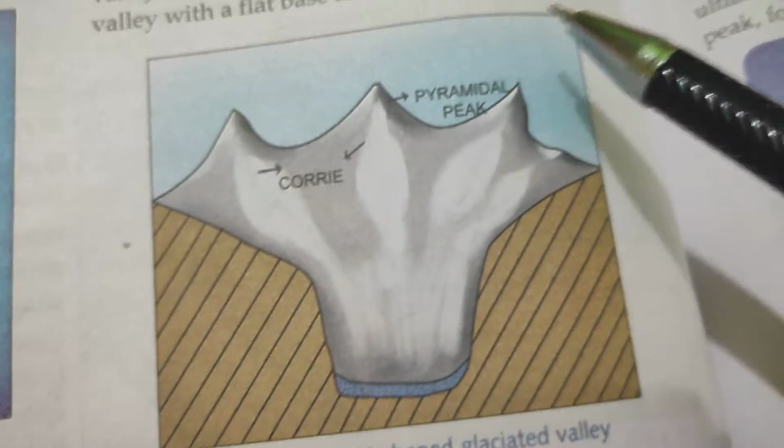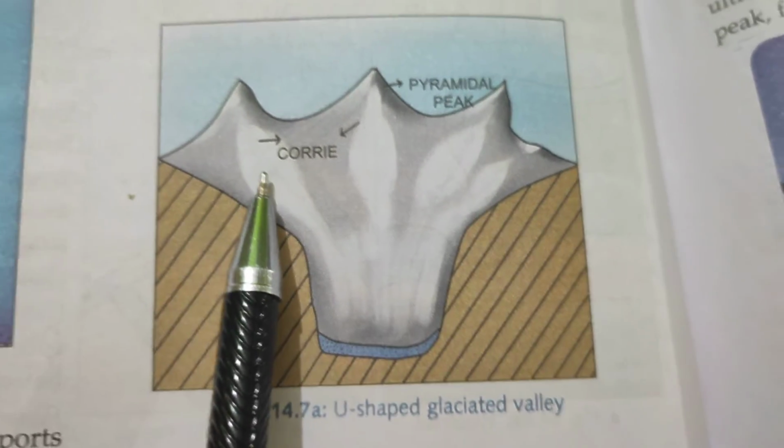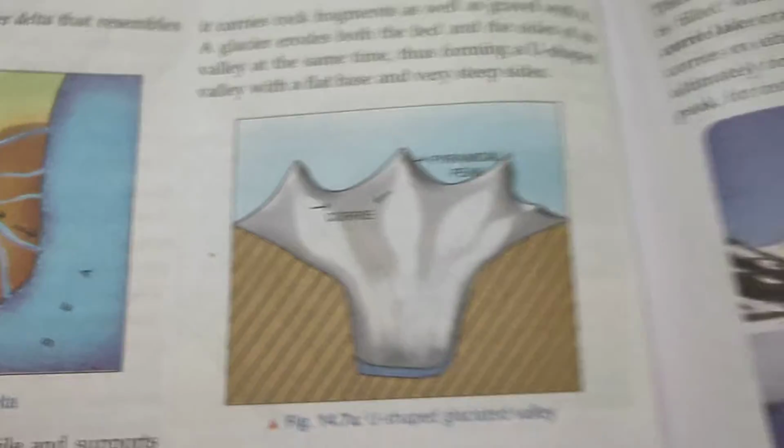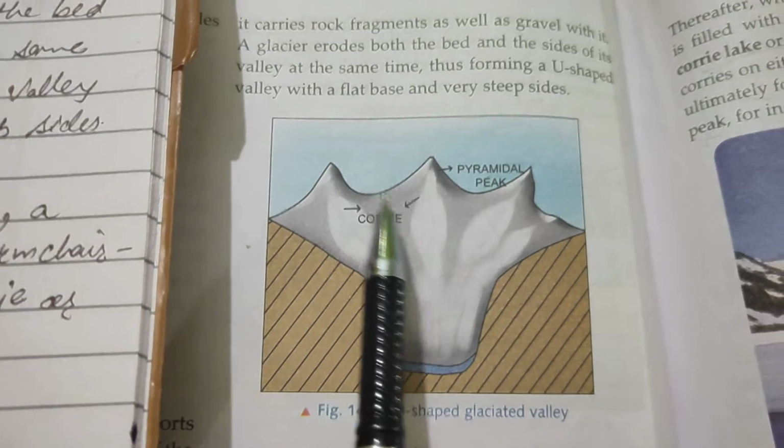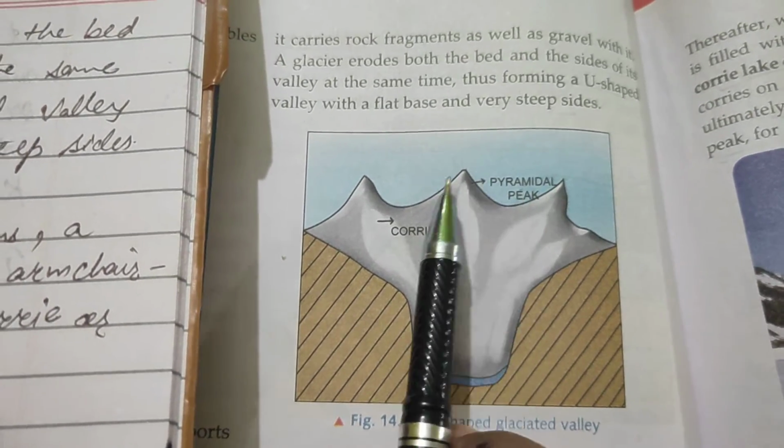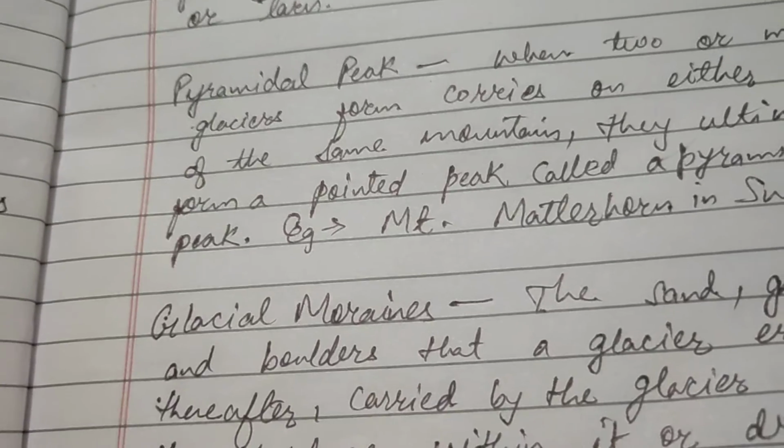It is a picture. See, it is a corrie, and when more than two corries are found, it is known as a pyramidal peak.